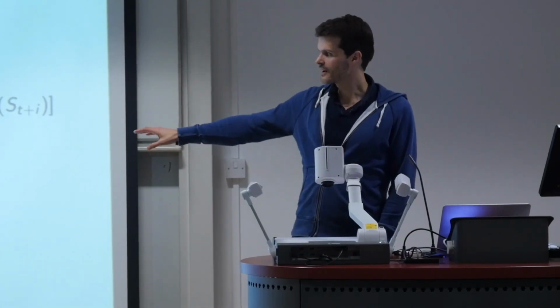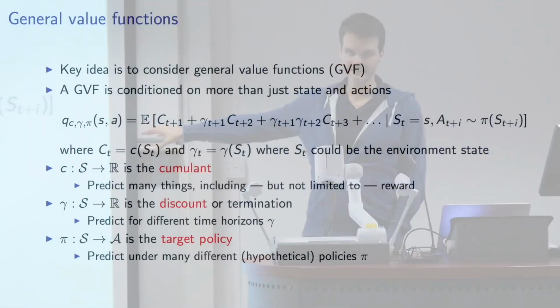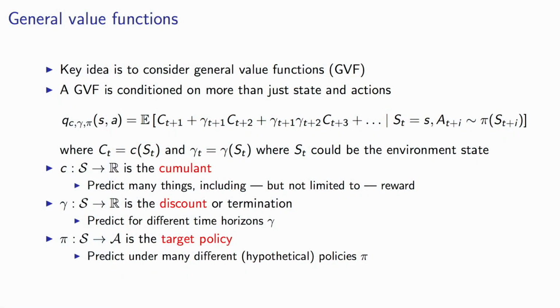So what we call this, we have this cumulant, which is basically the stand-in for the reward function. The discount factor is sometimes also called the termination or the continuation parameter, which is now also a function of state, so it can differ from one state to the next. And then pi is your target policy. It's an open question how to pick these, what things to appropriately represent, what things to predict.